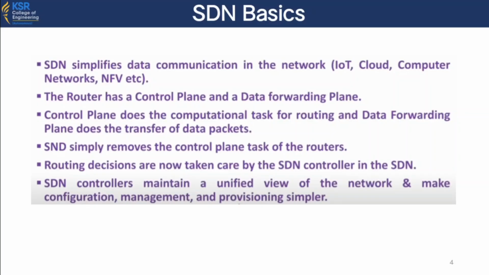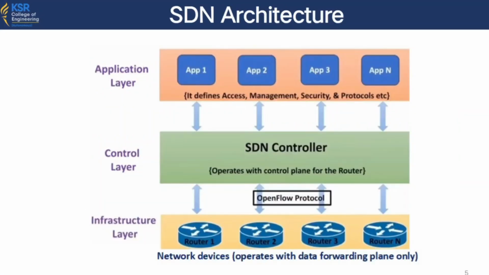See, the routing decision will now be taken care of by the SDN controller in the SDN network, as the SDN controller is used to maintain a unified view of the network and make configuration management and provisioning simpler. Now let me explain how the architecture is there with SDN networking. The architecture has three layers, so let me explain all the layers step by step.